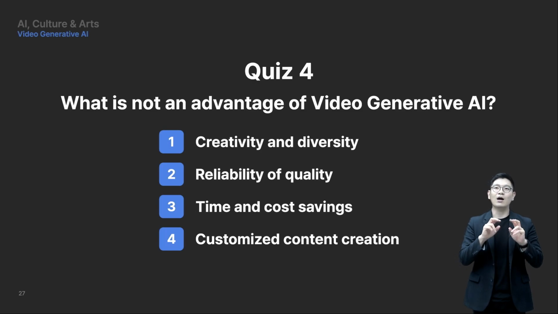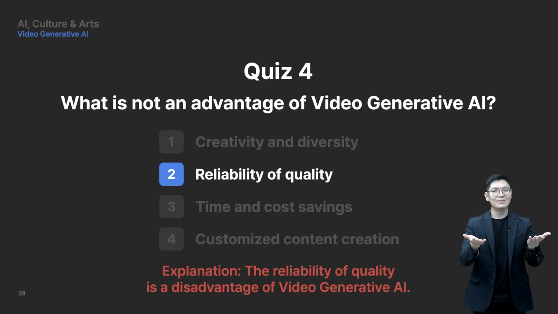What is not an advantage of video generative AI? Number 1, creativity and diversity. Number 2, reliability of quality. Number 3, time and cost saving. Number 4, customized content creation. What is your choice? 3, 2, 1. The answer is, the number 2 is the correct answer. The reliability of quality is a disadvantage of video generative AI, so we have to be concerned about it.